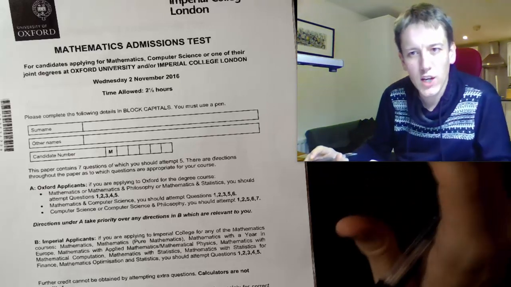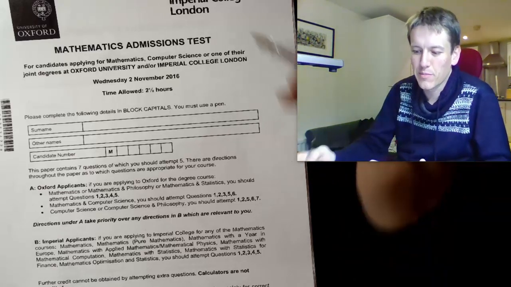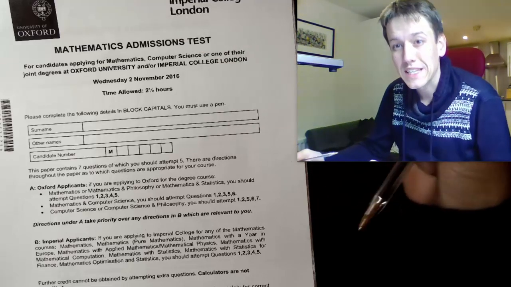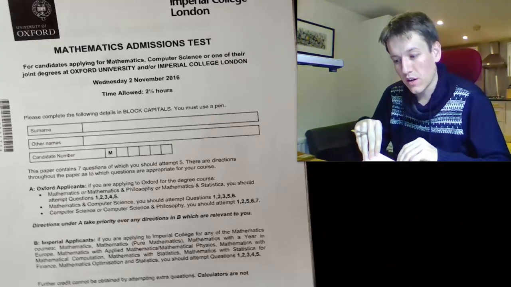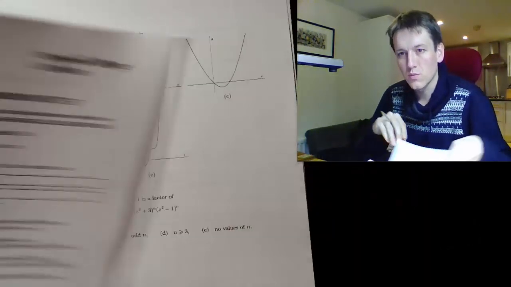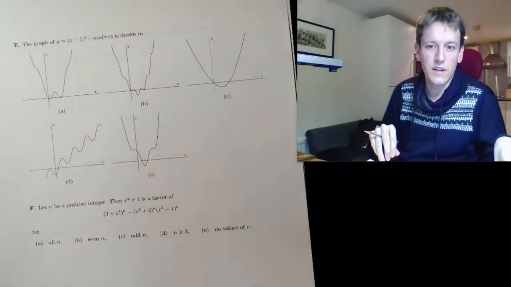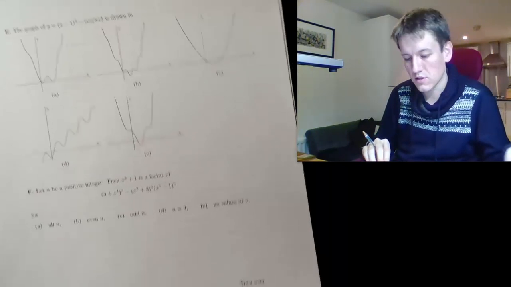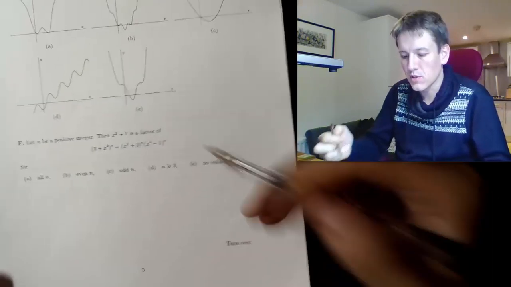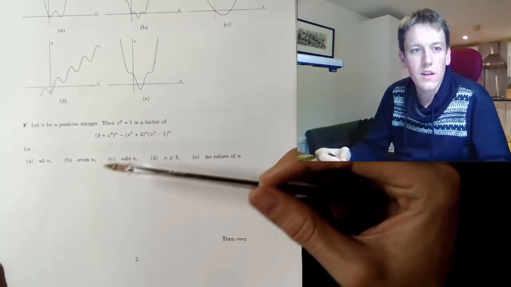Hi, in this video we're going to look at some more questions from the Maths Admissions Test for Oxford and Imperial from 2016. In the first video I answered questions A to E and talked a bit about the paper, so in this one we're just going to get straight on and look at the next questions. We'll do the rest of the short answer questions in this one. So we'll start here with question F.